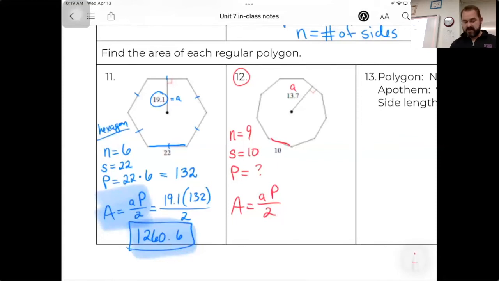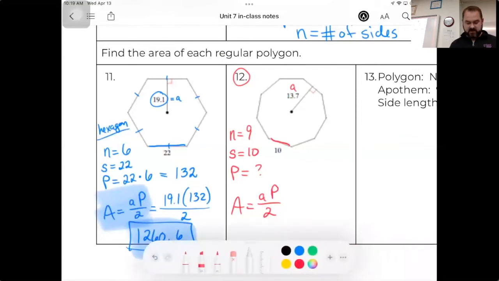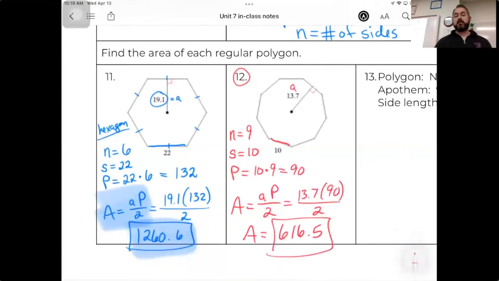All right, if you need more time, keep the video paused. Otherwise, this is what we should get. The perimeter ends up being 90. So if I do 13.7 times 90 divided by 2, I get 616.5. Okay.